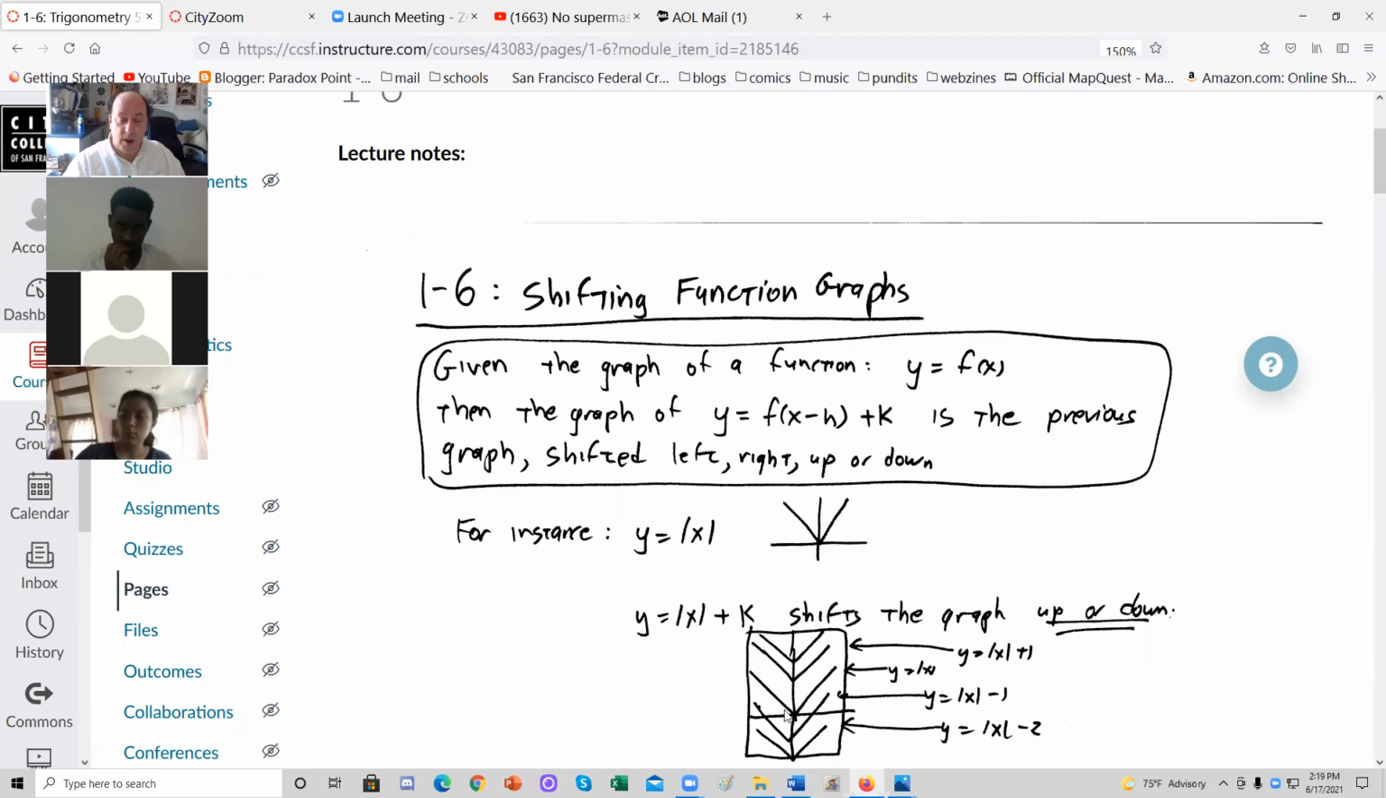So this one is y is absolute value of x. Here'd be y equals absolute value of x plus 1. This one higher up is absolute value of x plus 2, more or less. This one shifted down is absolute value of x minus 1. This one shifted down 2 is y equals absolute value of x minus 2.